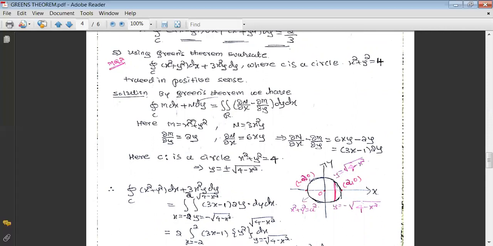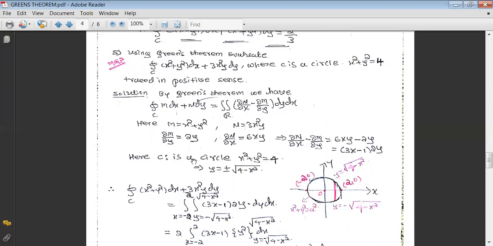Once you compare with the LHS of the Green's theorem, the coefficient of dx is M, that is x square plus y square. The coefficient of dy is N, that is 3x square y. Now the partial derivative of M with respect to y is 2y, and the partial derivative of N with respect to x is 6xy. Their difference leads to, if you take 2y as the constant term, 3x minus 1 into 2y.